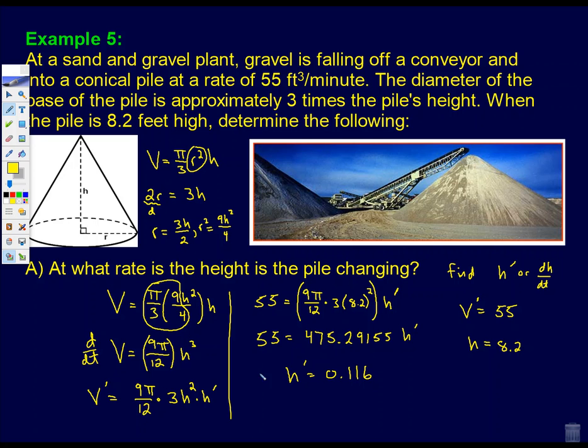Now, remember, this could also be called dh dt, and so that actually sometimes helps with the labeling of the answer, simply because I know the height of the pile, h, is measured in feet, and the time in this problem is measured in minutes. So the label of this number should be 0.116 feet per minute. The height is growing very slowly, less than a foot per minute.